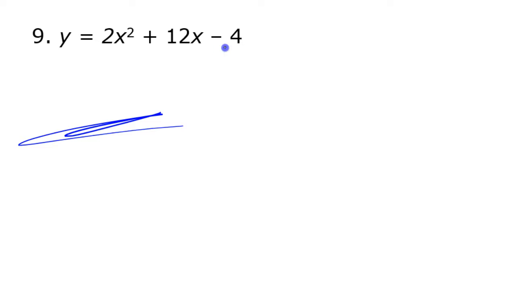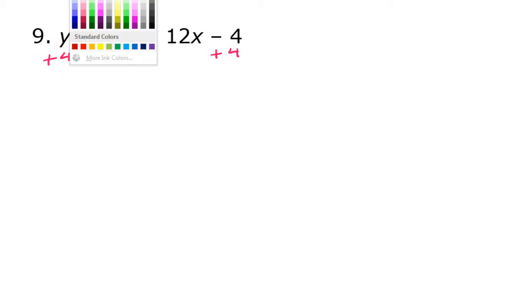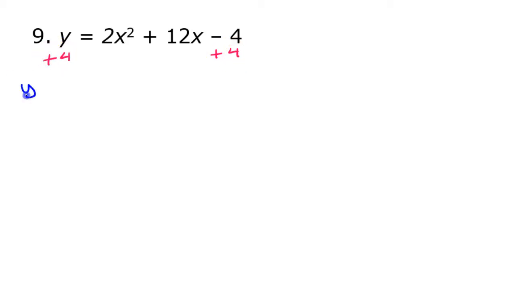So the first thing we need to do is move the -4. So I am going to add 4 to both sides to get this 4 out of the way. So that's going to leave me with y plus 4 is equal to 2x squared plus 12x.